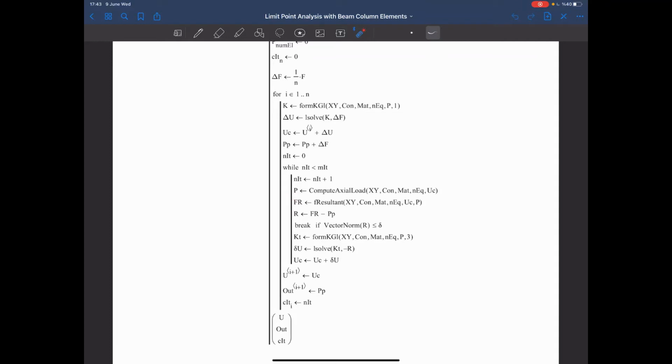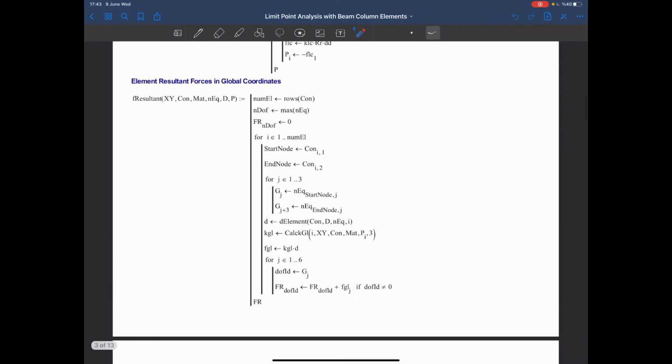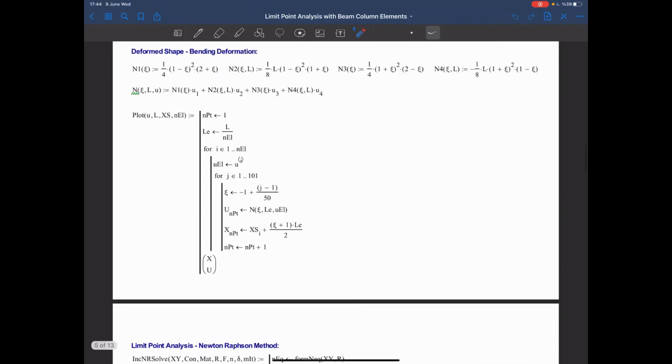and at every beginning of the iterations I calculate the axial load, and from that, by using that axial load, I'm obtaining the resultant forces. Okay, the resultant force, let's again go back and take a look at the resultant force calculation. Here it is. So in the resultant force calculation, I'm calculating the geometrically nonlinear stiffness matrix, in other words, K plus Kg or K plus K sigma, and then multiply it with the global displacements and obtain the global forces, and finally assemble it to the force vector.